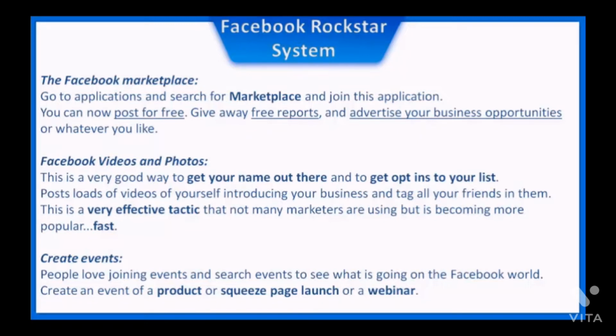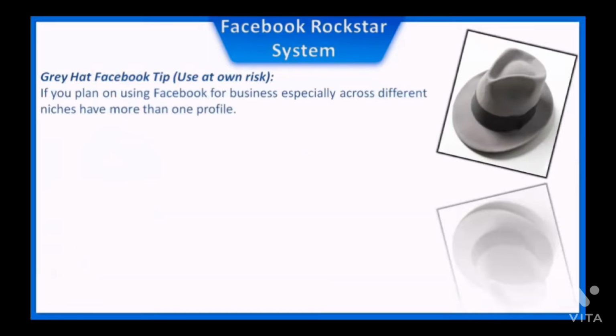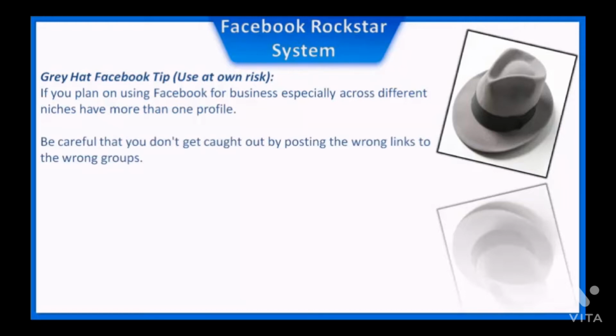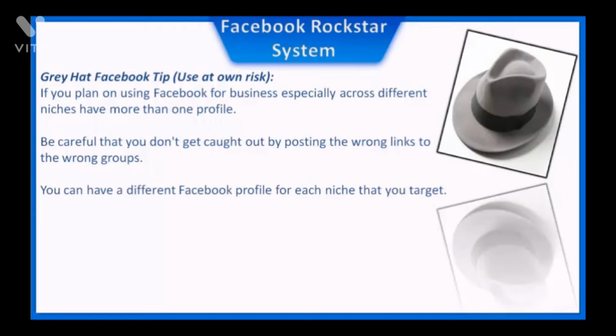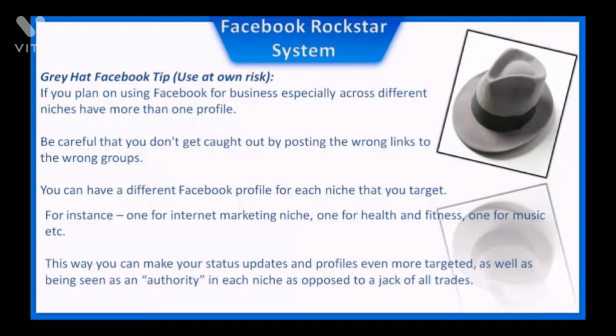Gray Hat Facebook tip. Use at your own risk. If you plan on using Facebook for business, especially across different niches, have more than one profile. Be careful that you don't get caught out by posting the wrong links to the wrong groups. You can have a different Facebook profile for each niche that you target. For instance, one for internet marketing, one for health and fitness, one for music, etc. This way, you can make your status updates and profiles even more targeted, as well as being seen as an authority in each niche as opposed to a jack of all trades.